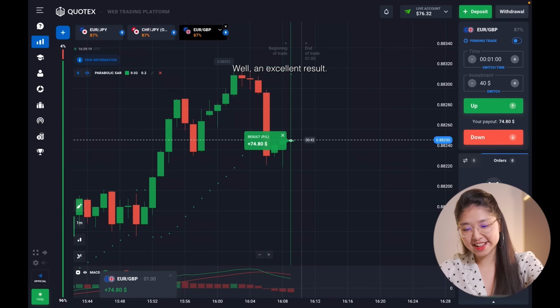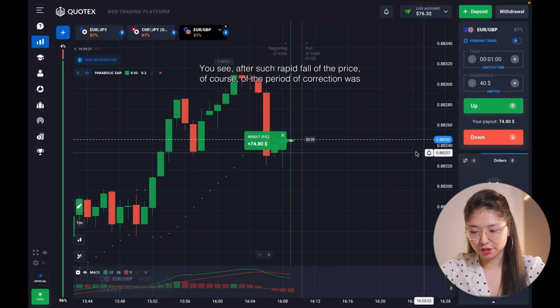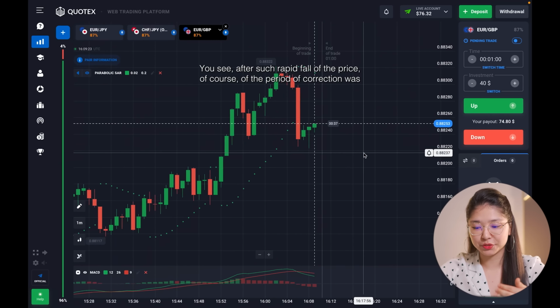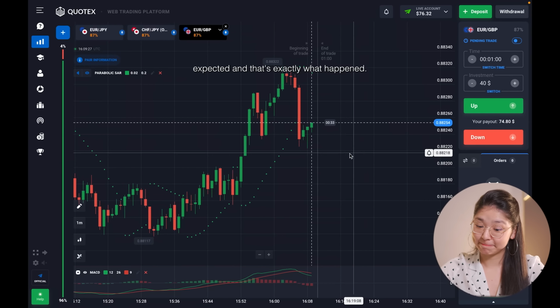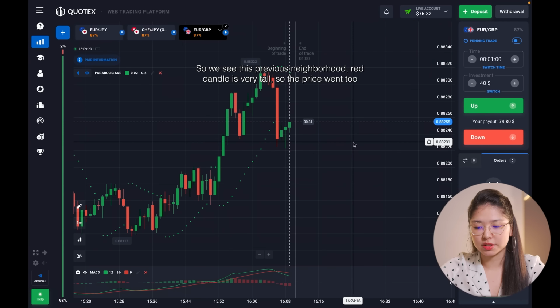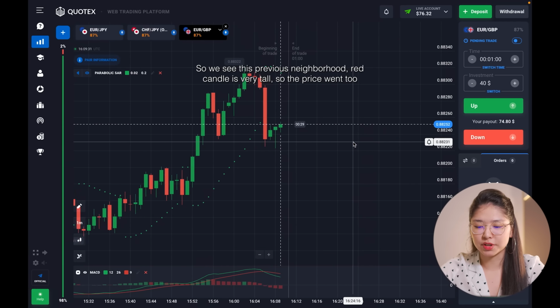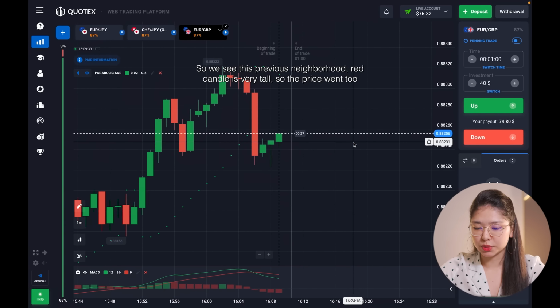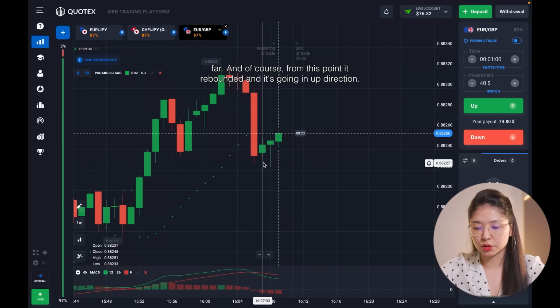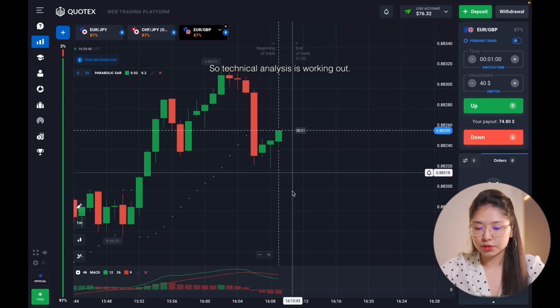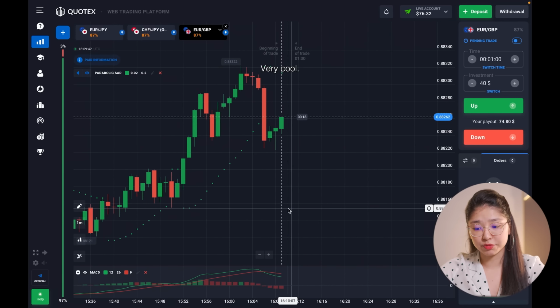An excellent result. You see, after such a rapid fall of the price, of course a period of correction was expected, and that's exactly what happened. We see this previous level right here, it was very tall, so the price went too far, and of course from this point it rebounded and it's going in that direction. So technical analysis is working out very cool.